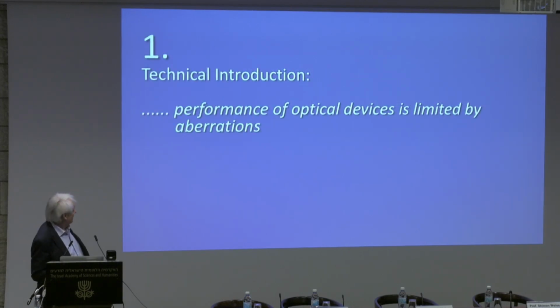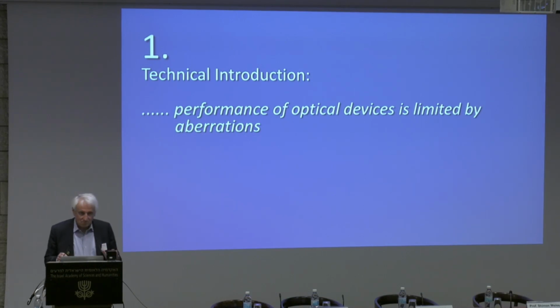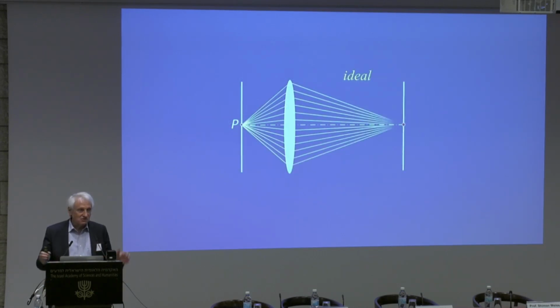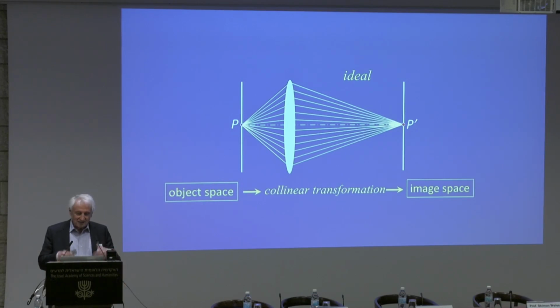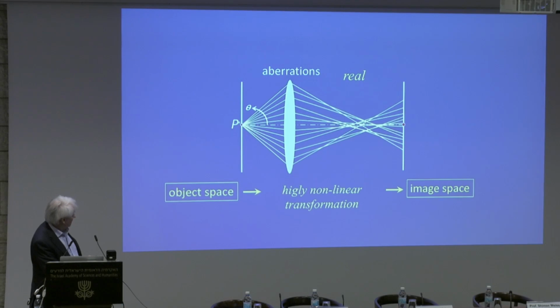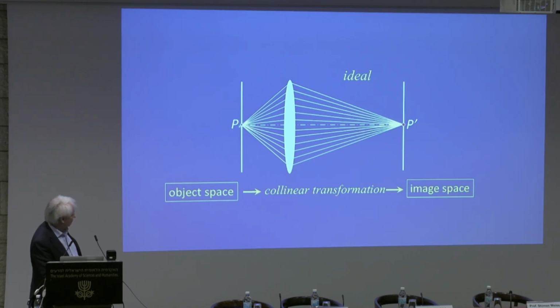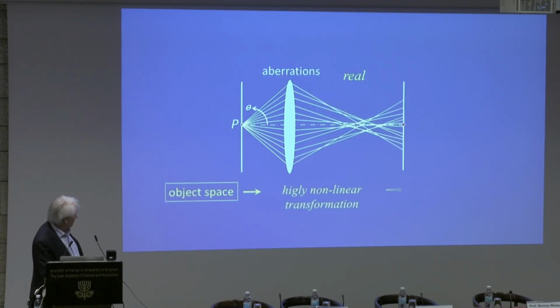So I would like to start with a brief technical introduction, and I start by saying that the performance of optical devices is necessarily always limited by aberrations. So when we talk about an imaging process in an optical system, we ideally have a situation like this. We have an object space point, and ideally a collinear transformation from the object space into the image space. In reality, things look much different. We have aberrations in the lenses, and this leads to a highly nonlinear transformation, which means that we have a highly distorted image of our point P here.